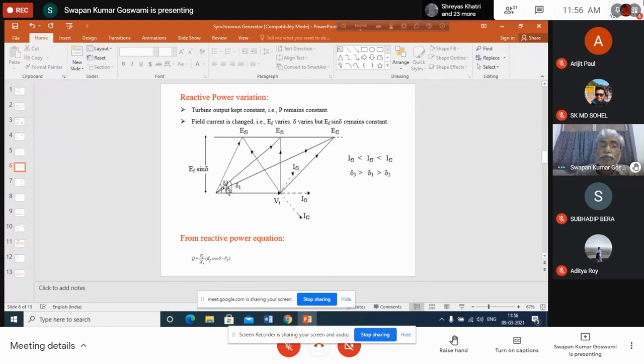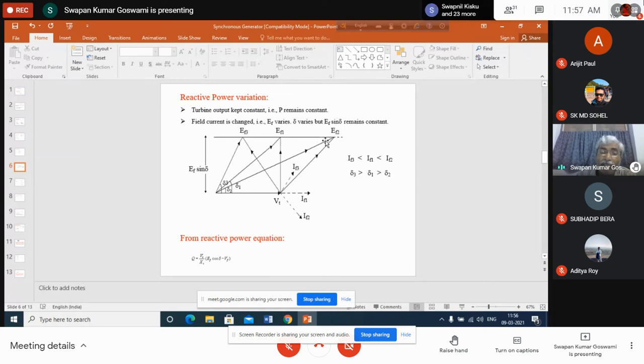So now delta is increasing or decreasing because of the variation of EF. Why is the variation in EF changing the value of delta? You see, what happens if delta is varied? If the field current is increased, what happens? The delta value decreases.